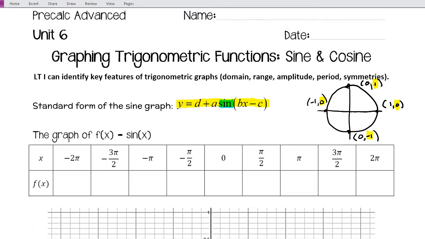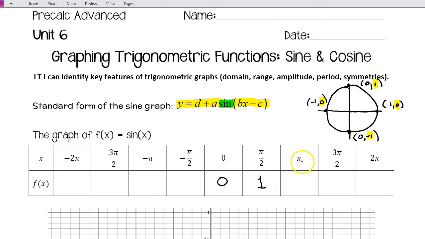So let's go ahead and start filling out this chart. Let's start at 0. So we want the sine at 0. So here's the angle 0, and the sine is 0. So that gives us the ordered pair 0, 0. And then let's go up to the top. The sine up at pi over 2 is 1. And again, we just picked these quadrant angles because they're convenient and easy to figure out, and they're easy to graph.